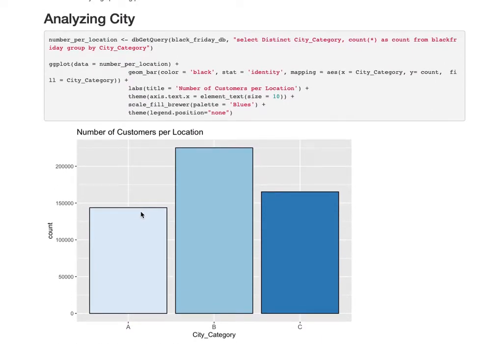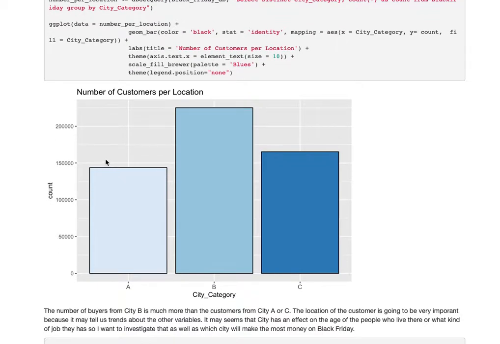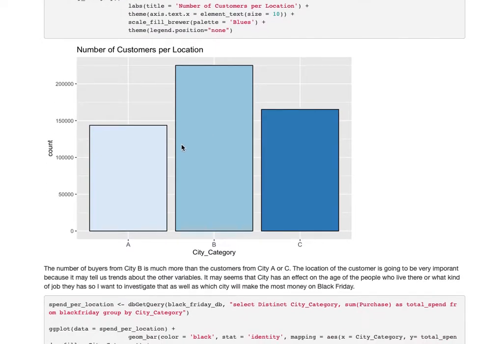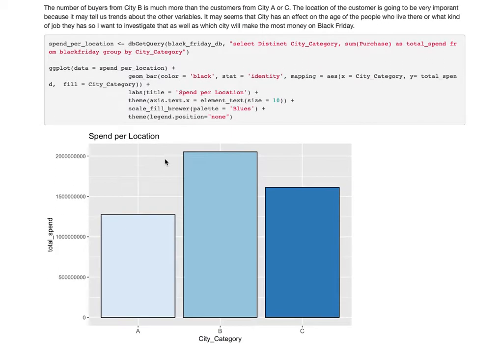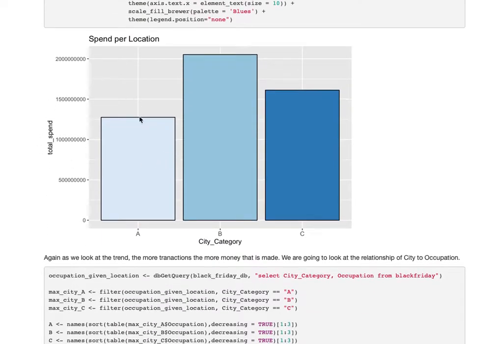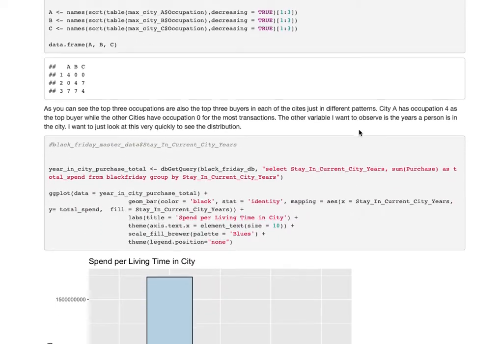Looking at analyzing city, so analyzing the customers from city A, B, and C. Customer B was more frequently bought from this store compared to city A and city C. I wanted to look at their total spend. City B spent more than city A and city C.